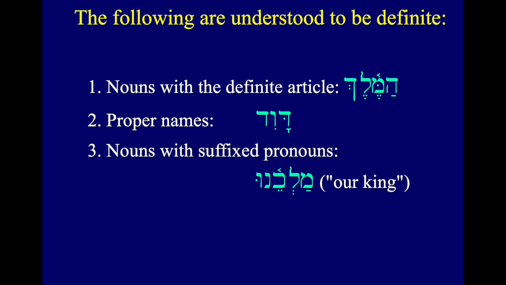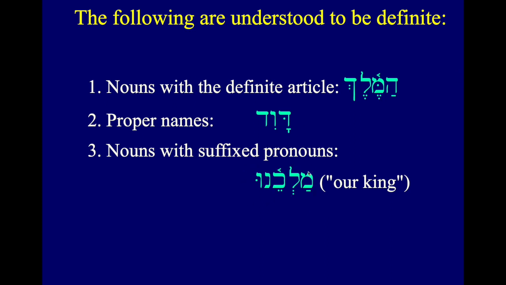So, these following things are understood to be definite. Nouns with the definite article, like hamelech, right? The definite article makes things definite. Also proper names like David, and nouns with suffixed pronouns. Now, we haven't really gotten to this yet, but just know that in Hebrew, you can add some stuff to the end of words to say my or our or your or their. So their king, our king, my king. There are some things that you can add to the ends of words.